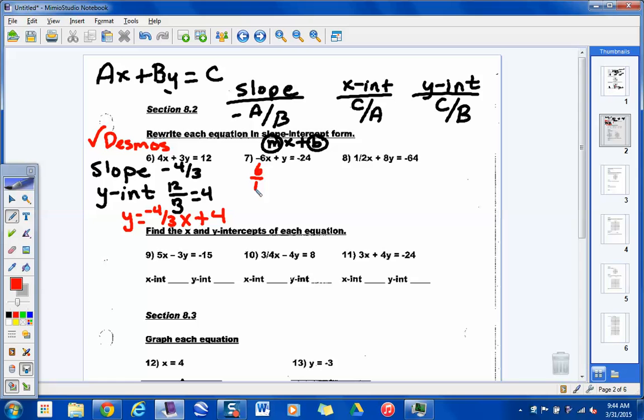-24 divided by 1, right? So that's -24. I'm just out of curiosity, how many of you typed in the original equation, and then in the second cell typed in what you got in slope-intercept form to confirm if you were right or wrong? How many of you know you're right?